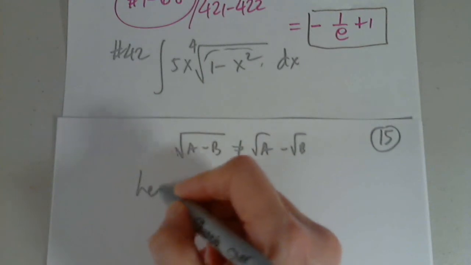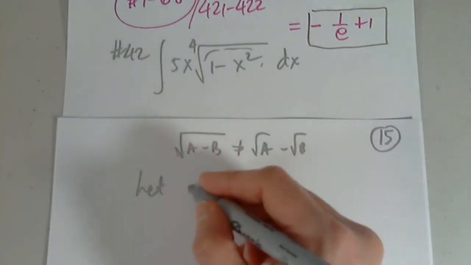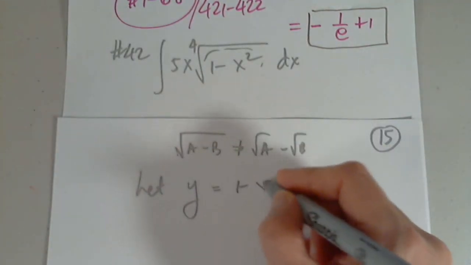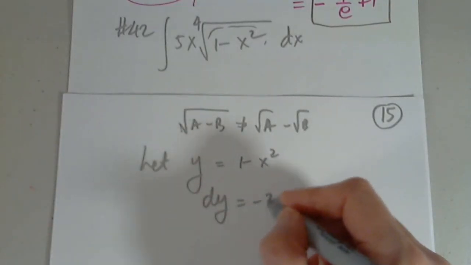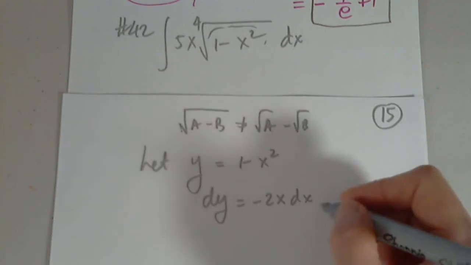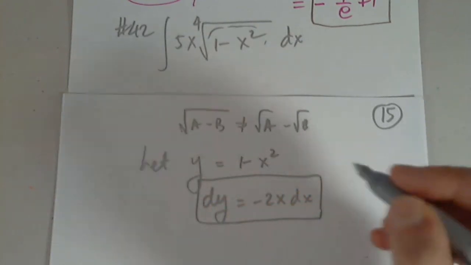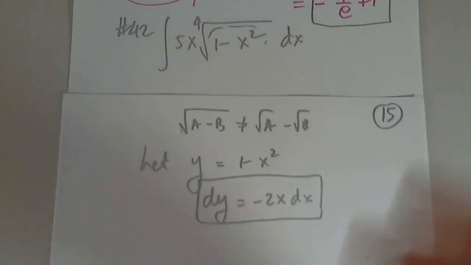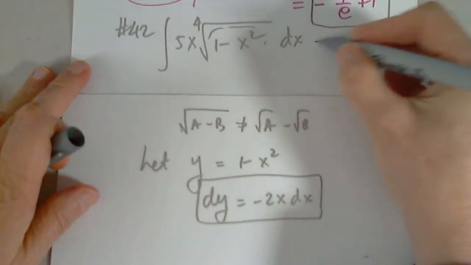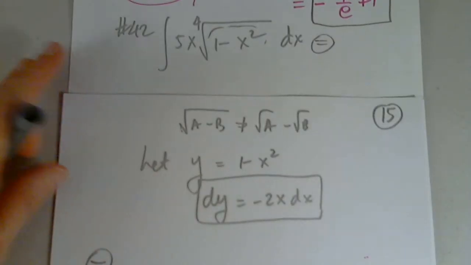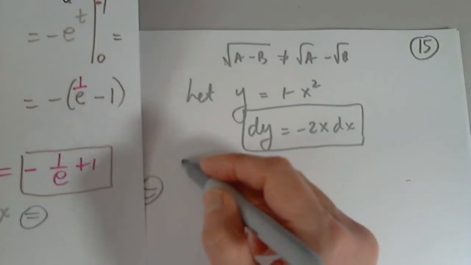So I'm going to say let any letter you want, let's say y, equals 1 minus x squared. Remember, I need dy, which is -2x dx. If I don't get this, I cannot change this integral into an integral in u, only in u. I cannot have both x and u anymore. When I change it into the new integral, it has to be only y.